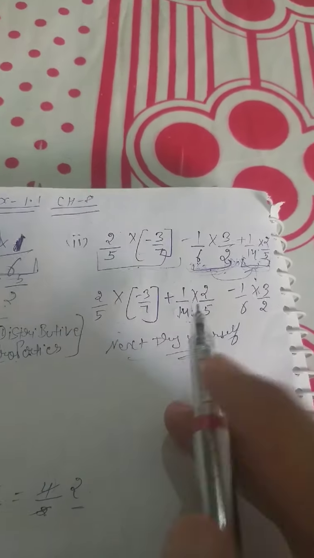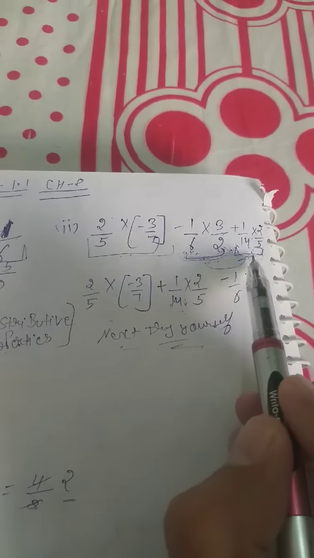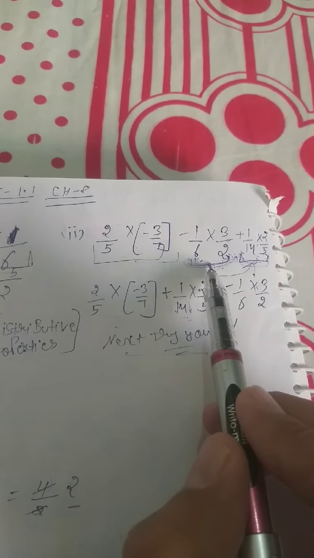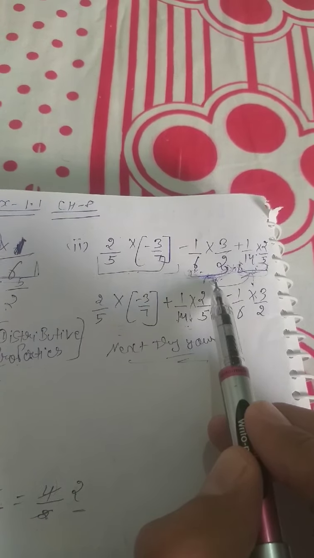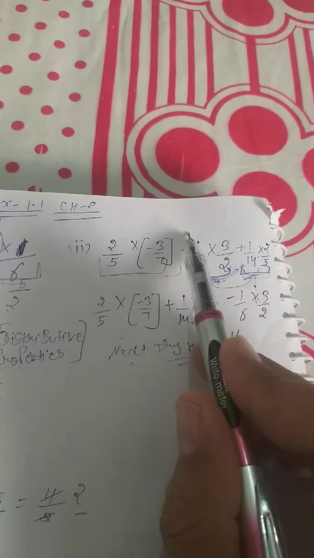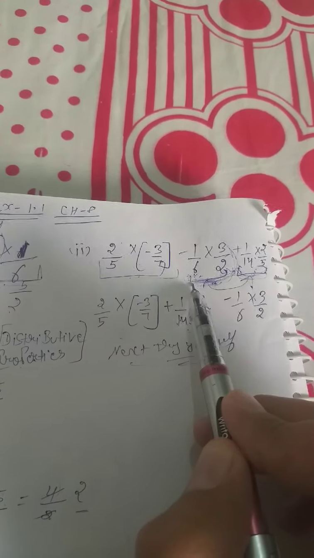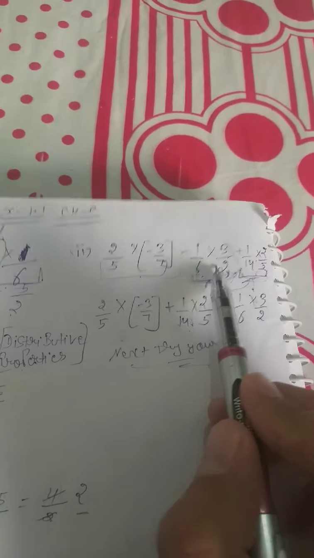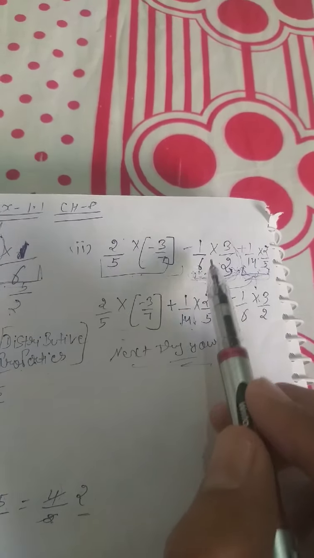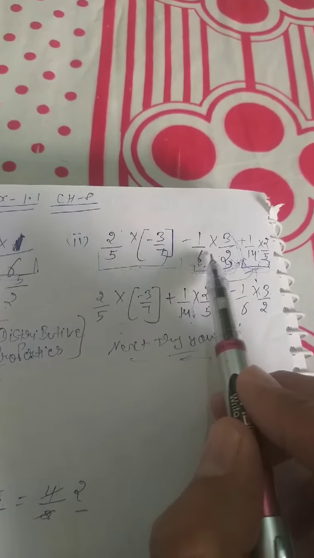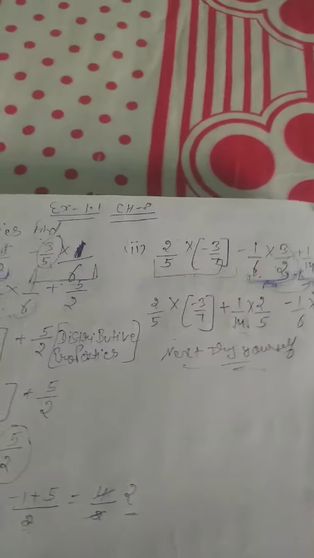Next, you can try yourself. When we interchange the places of these terms, you will not change anything. You can pick these terms without any change, not the sign, not the number. If in the second term we have minus 1 by 6 multiplied by 3 by 2, we can pick all of it, minus 1 by 6 into 3 by 2. Next.